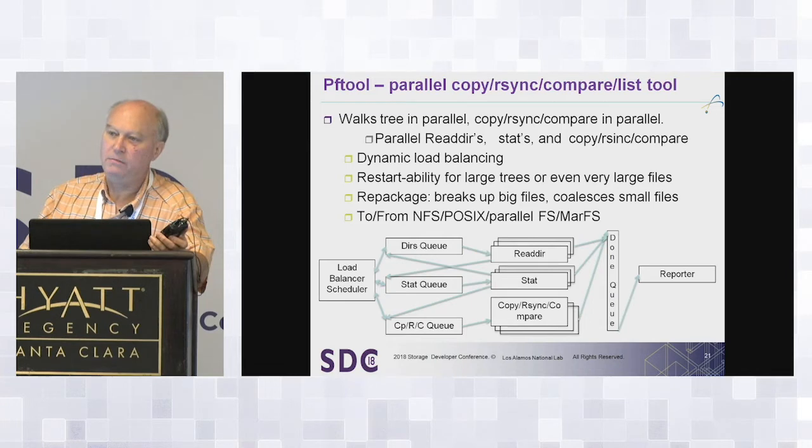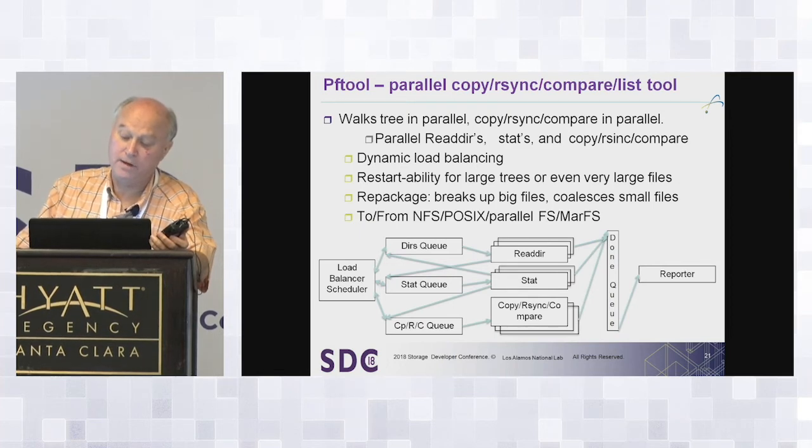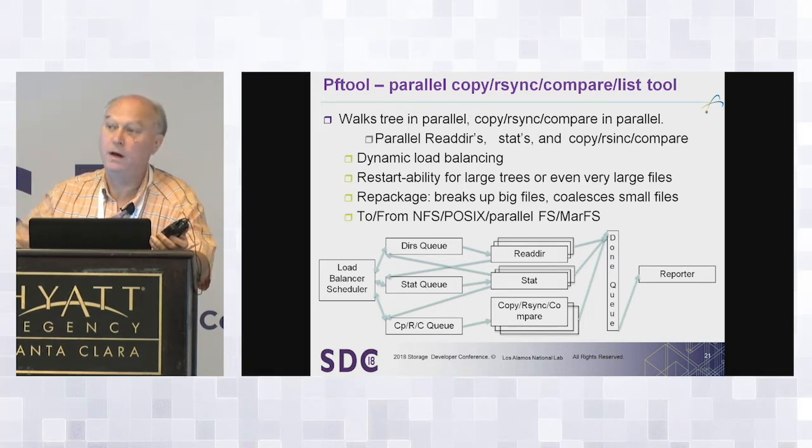You might ask, okay, how do you move data to and from these big machines and big parallel file systems? Well, a long time ago, I actually wrote the first one of these, and it's been rewritten like 7 times, I think. It's a tool called PFTool. It has parallel reader, parallel stat, and parallel copy, rsync, and compare. You basically just point it at a tree and say, here's a trillion files and a few petabytes, move it over there. It's restartable, so you can just keep restarting it until it finishes.